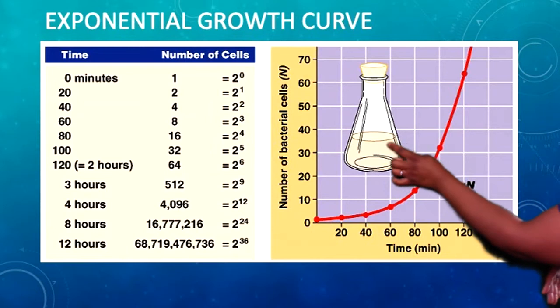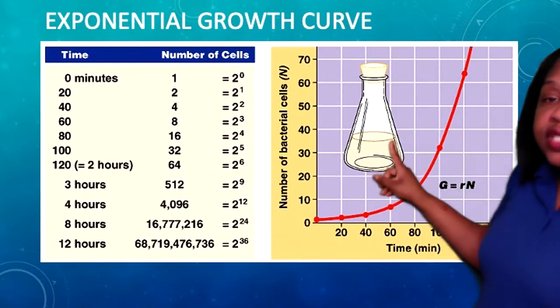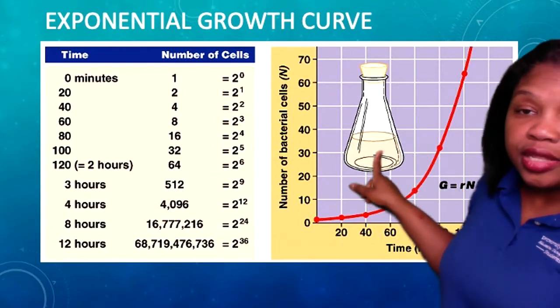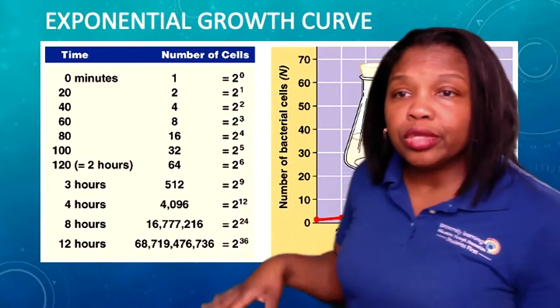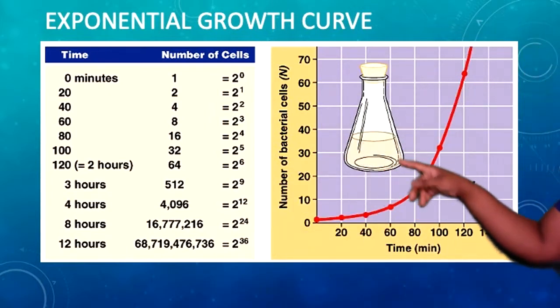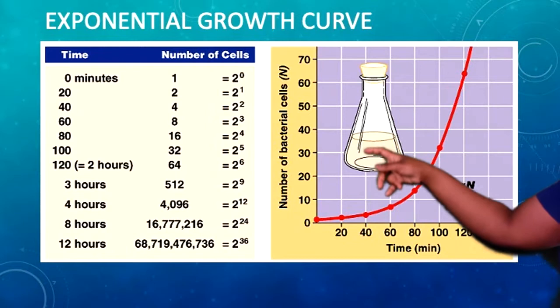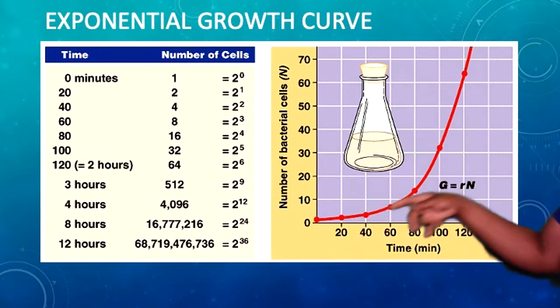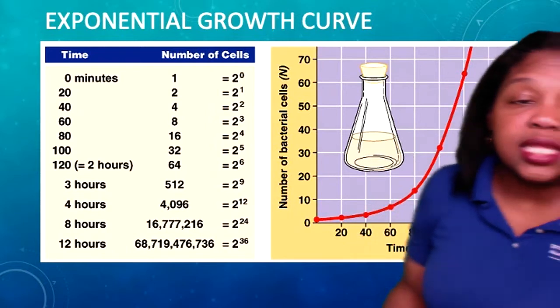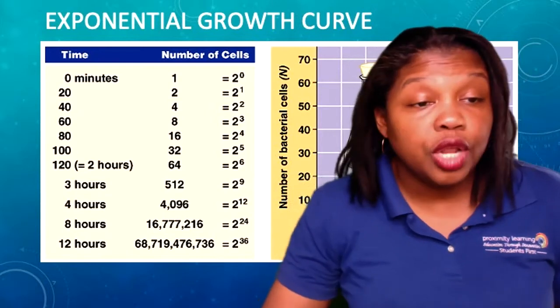Well, we can also do it in the culture. Biologists do that all the time. We grow bacteria in a little flask. This is an Erlenmeyer flask. We grow them in an Erlenmeyer flask and we can count them, and that shows exponential growth. Well, we also can see that with populations too, and I'll show you that in a second.